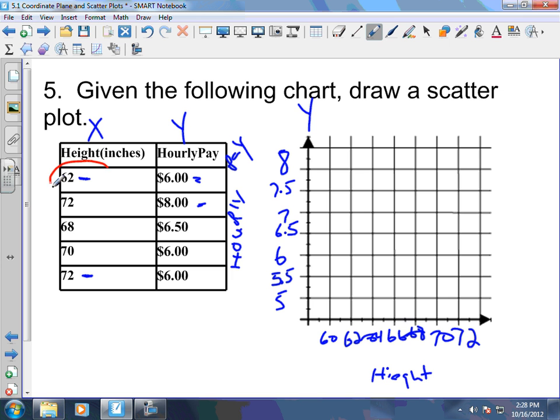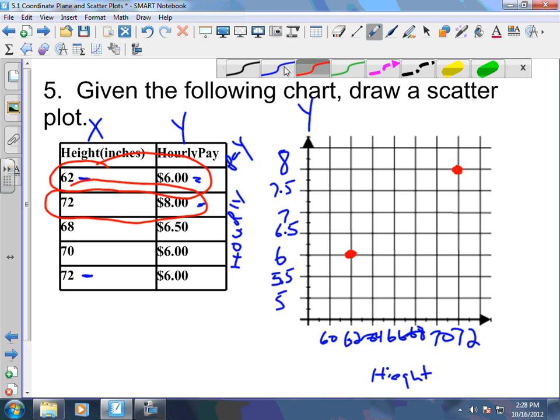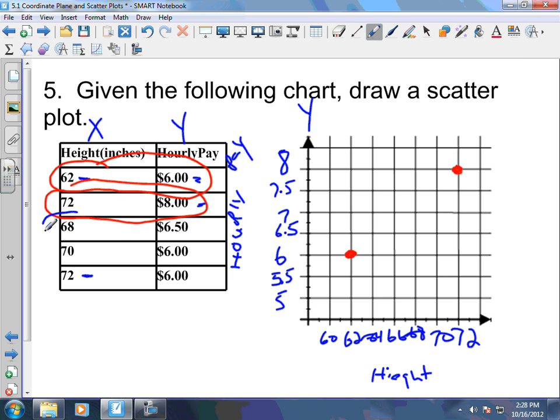Now I line up my numbers. 62 and 6 go together. So I go to 62 on the x, I go up to 6, there's my dot. 72 and 8 go together. So I go over to 72, go up to 8, there's my dot. Now this is a scatter plot, so we do not connect the dots.